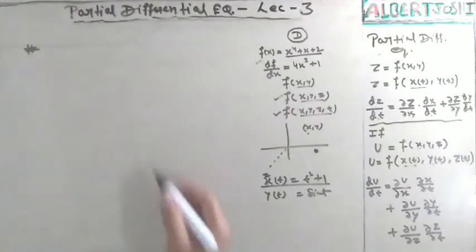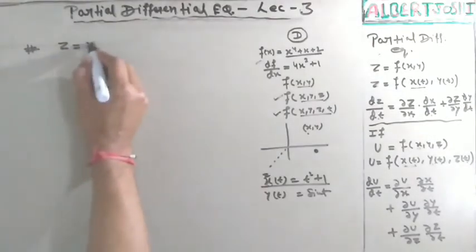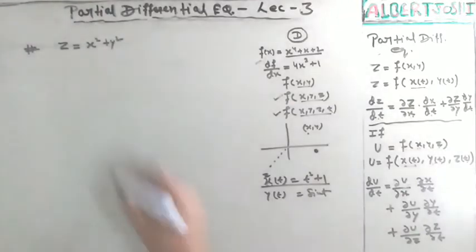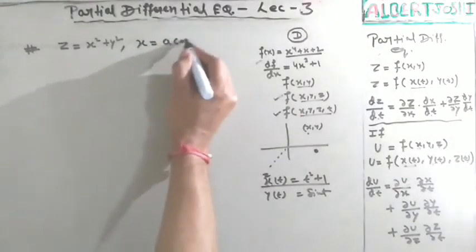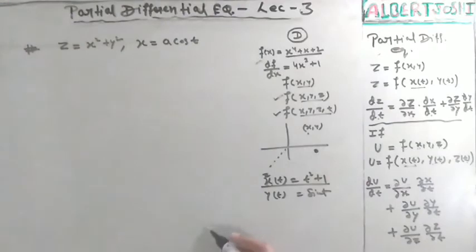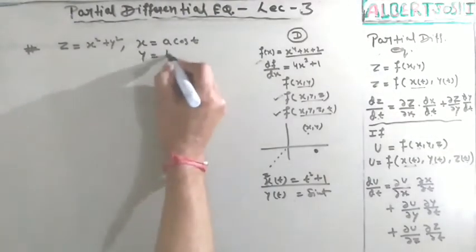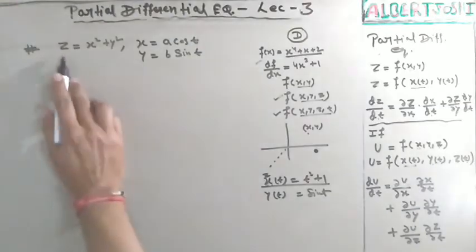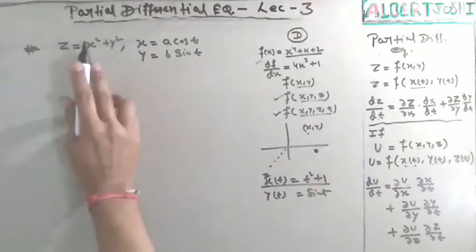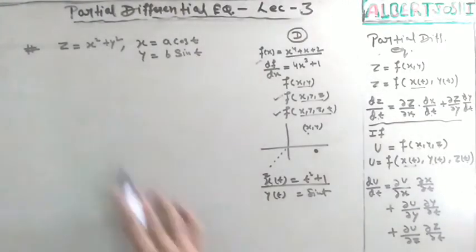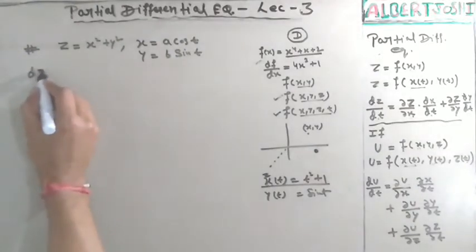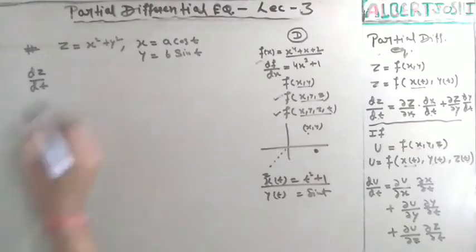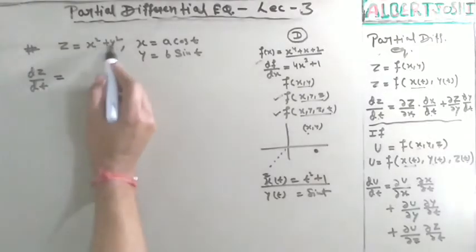Now suppose in the examination they have given you this question. The question is z is equal to x square plus y square. They can give you any question. They have also given x is equal to a cos t and y is equal to b sin t. You can see that this is the function, and in this function there are a total of 2 variables. Now you have to differentiate this function, so dz upon dt.